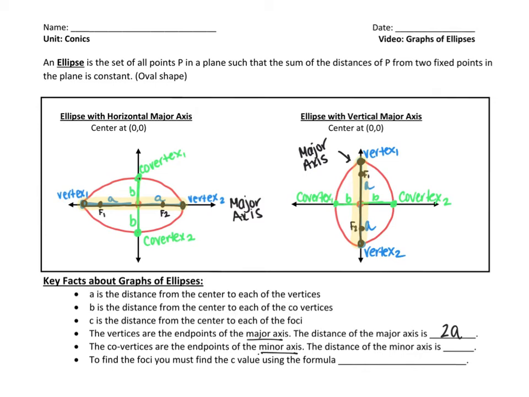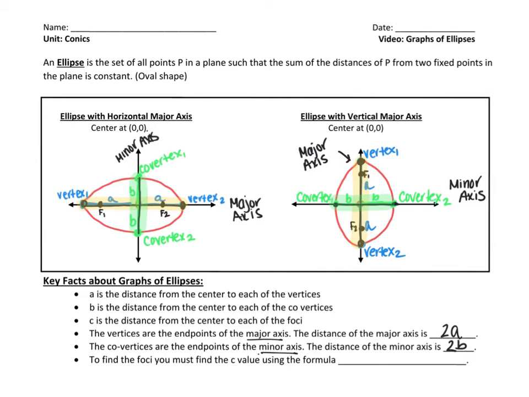The co-vertices are the endpoints of what we call the minor axis. So my minor axis is from here to here, where the co-vertices are. So I could call this my minor axis. And over here, my co-vertices go from here to here. So that would be my minor axis. And the distance from co-vertex to co-vertex is 2B, so B plus B will give me 2B.